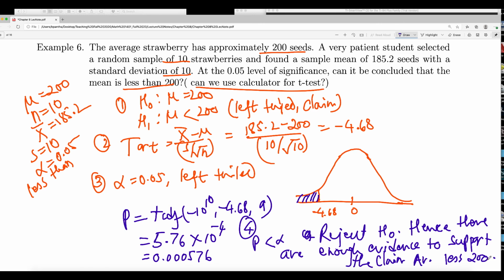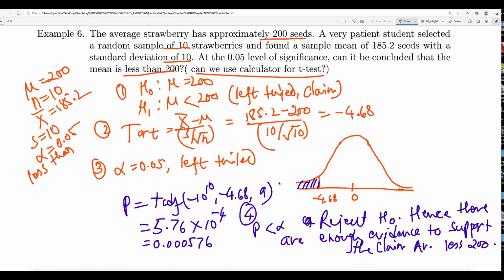You should be careful whether the population standard deviation or the sample standard deviation is given. When you read the question you can find out. If the population standard deviation is given, it will say so at the beginning. If it is not given, it says a sample of this many were taken and we found that the sample mean is this and the standard deviation is this. That means it is the sample standard deviation.